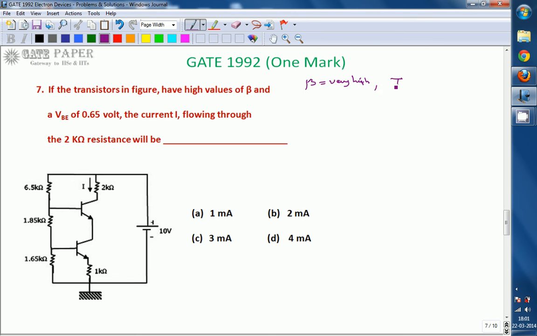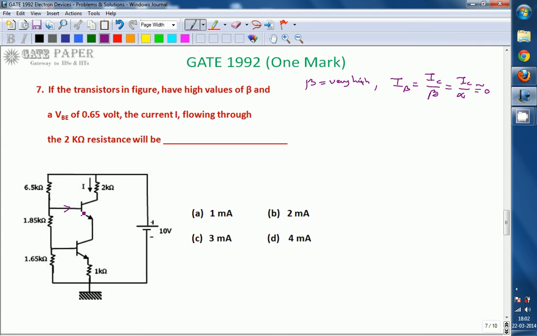Whenever we say this, we can calculate IB is equal to IC by beta in general. Beta is very large; ideally you can say it is infinite. So IB is approximately equal to 0. So whenever beta is said to be very large, that implies the base current can be neglected. First and foremost important point, in any question, if beta is very large, that implies base current is 0. This is an indirect way of saying base current is 0.